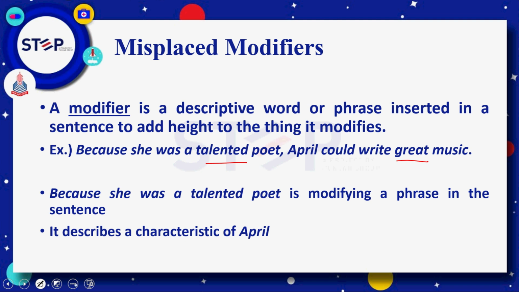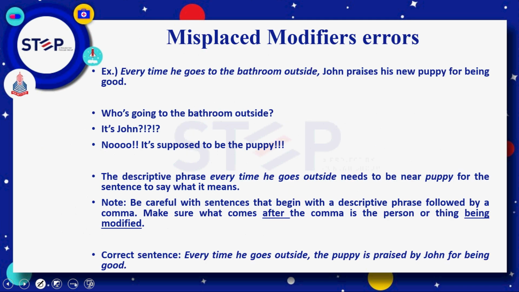"Because she was a talented poet" is a modifying phrase in the sentence. It describes a characteristic of April. So misplaced modifier error examples are there. "Every time he goes to the bathroom outside, John praises his new puppy for being good." Who's going to the bathroom outside? It's John? No, it's supposed to be the puppy. In this sentence, there is a problem.